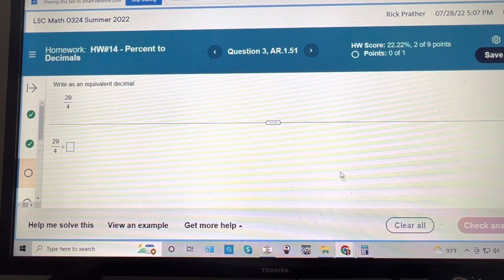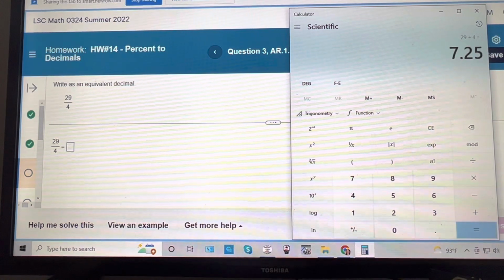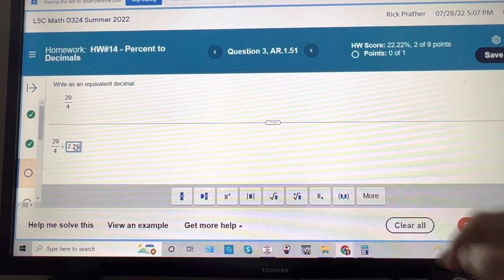29 divided by 4. That came out to exactly 7.25. So decimals can stop after a while, or they can continue forever. 7.25.